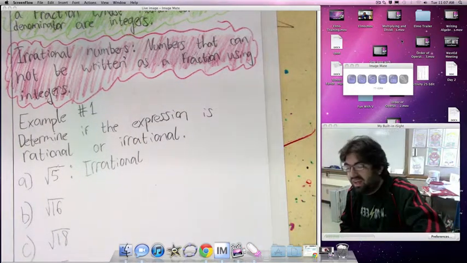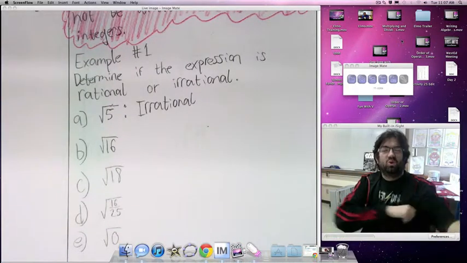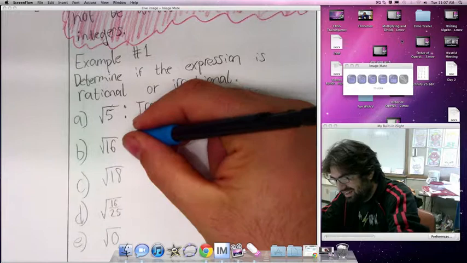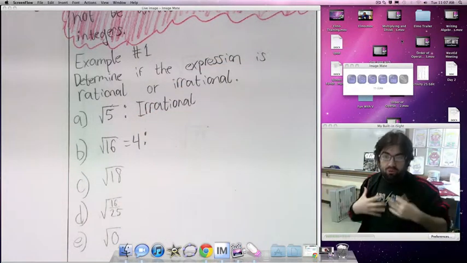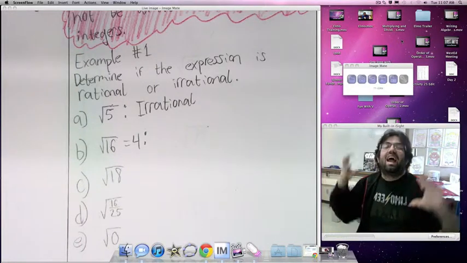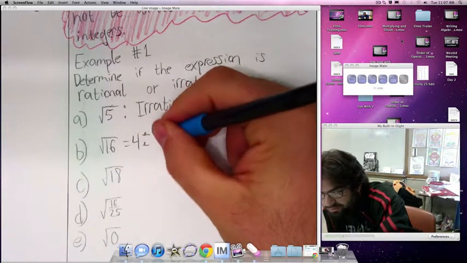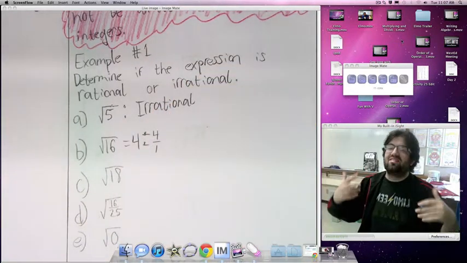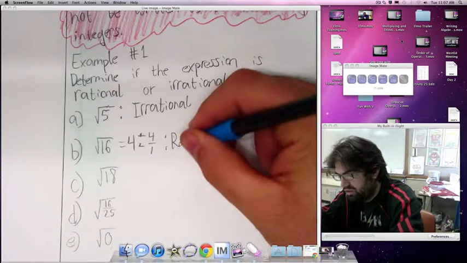Square root of 16, can we turn that into a fraction? Actually we can. What is the square root of 16? It equals 4, right? And we know 4 is a whole number and a natural number, and all whole numbers, we can turn them all into fractions, can't we? Like, we can change this into 4 over 1. So that is definitely a rational number.